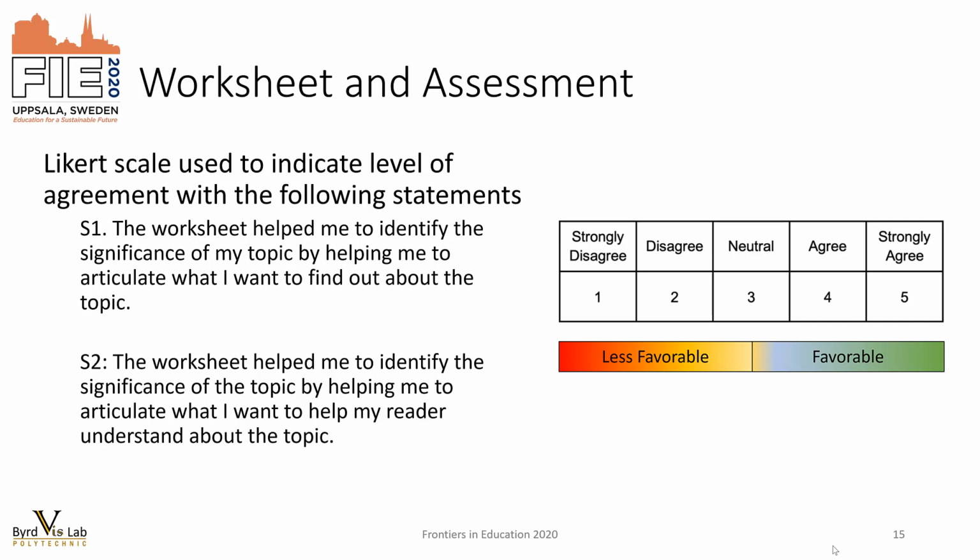A 5-point Likert scale was used in order to help students to indicate their level of agreement or disagreement with these statements. For this work, we consider a value of 3 or higher to be favorable, less than 3 to be less favorable.